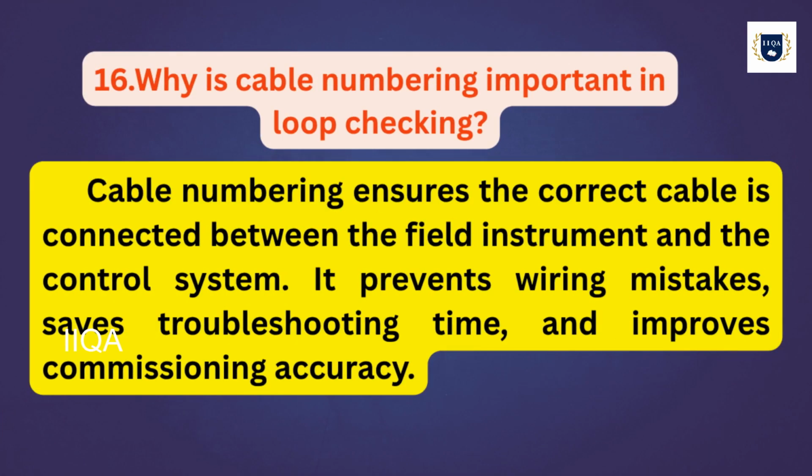Why is cable numbering important in loop checking? Cable numbering ensures the correct cable is connected between the field instrument and the control system. It prevents wiring mistakes, saves troubleshooting time, and improves commissioning accuracy.